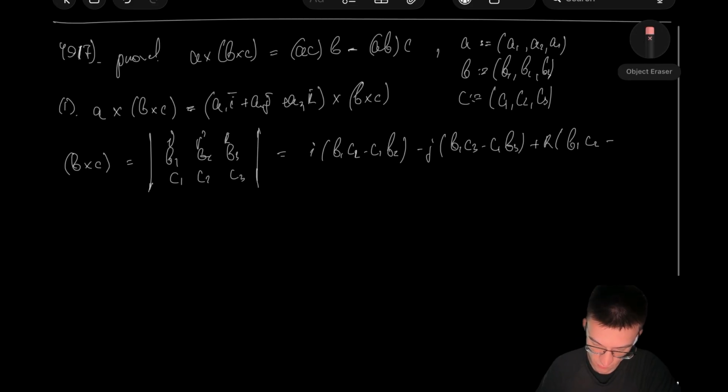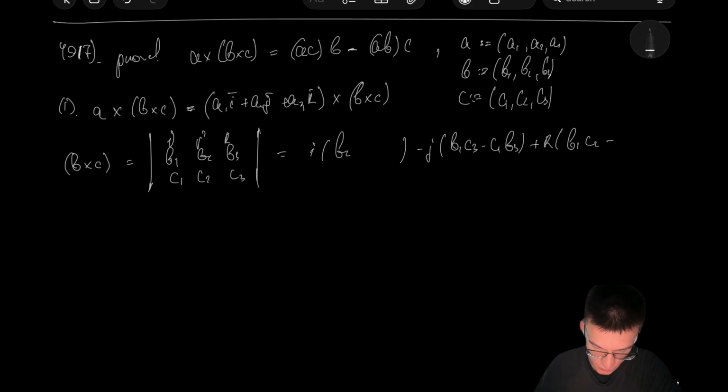So you have to be careful, I made a mistake here. It's B2, C3 minus C2, B3. It's good that I noticed that. And here it is, B1, C2, C1.